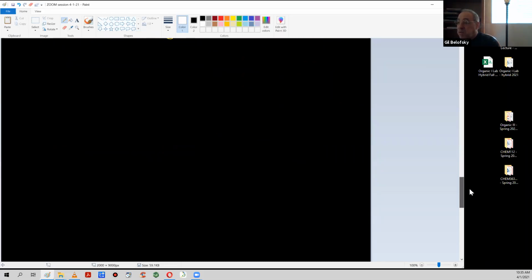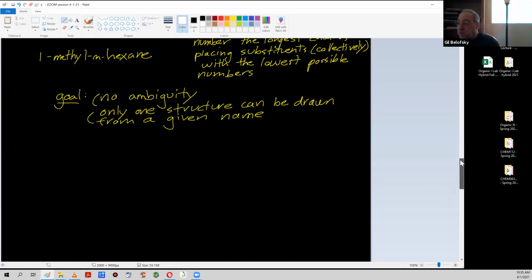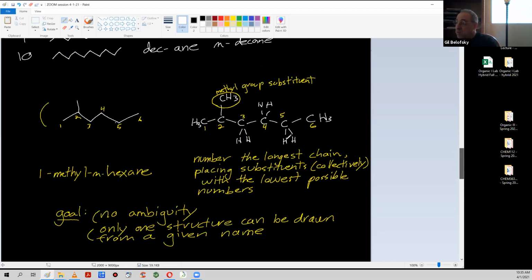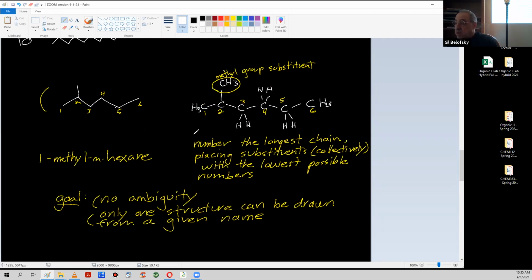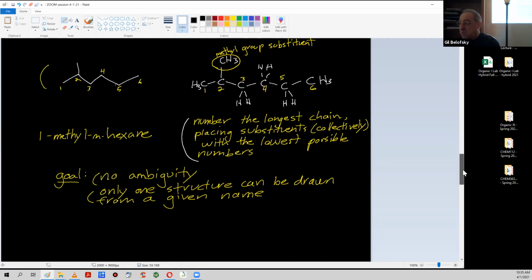Since we need to do this, well, and let me pause. Any questions on this so far? What we would refer to this as one of the rules of nomenclature. Start by numbering the longest chain, putting the substituents at lowest combination or possible numbers.